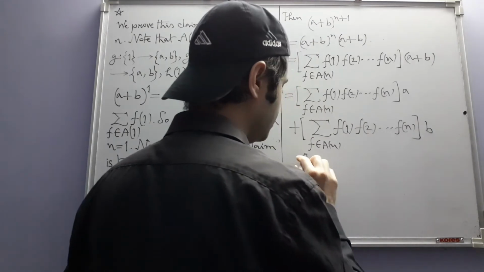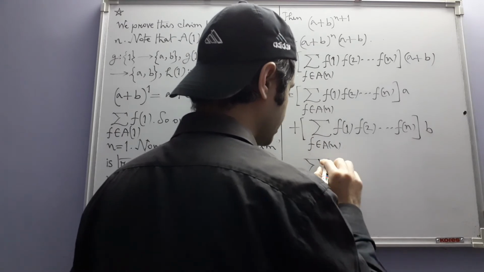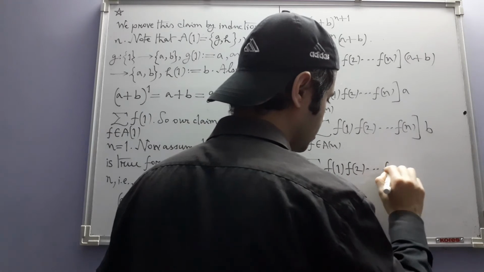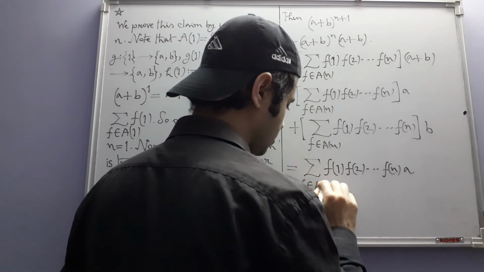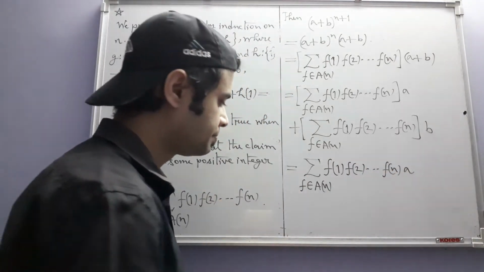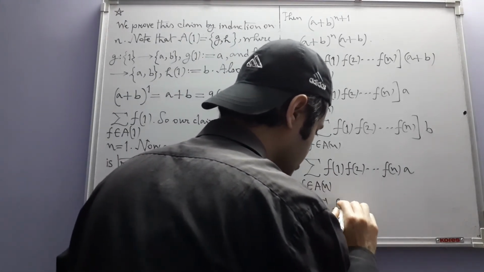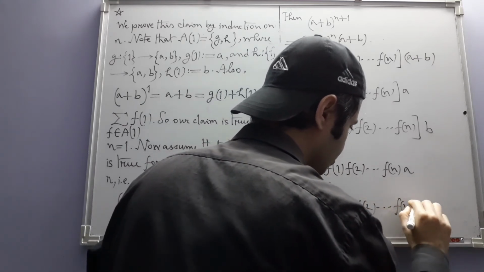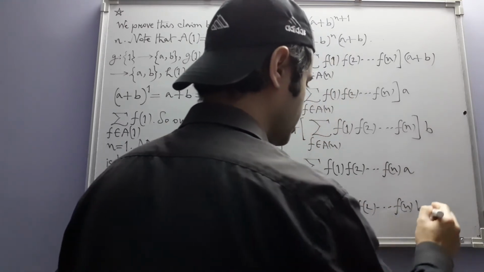Okay, so doing that using the general form of the right distributive law, now I can write this sum like this: f1, f2, fn, a. So that means a is now being multiplied with every term in this sum. Similarly, the second sum becomes this: fn, b. Okay, now what?